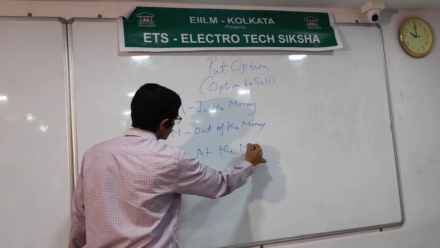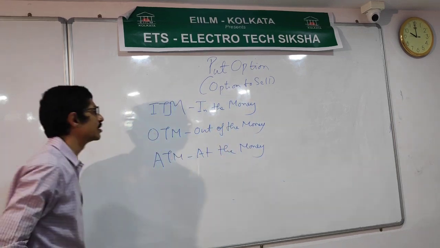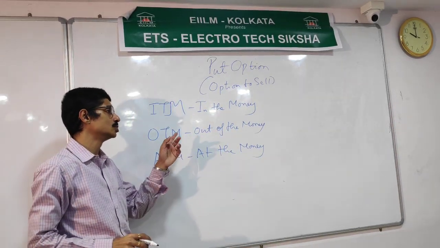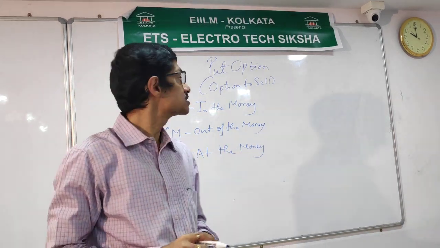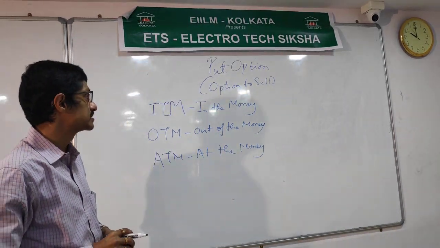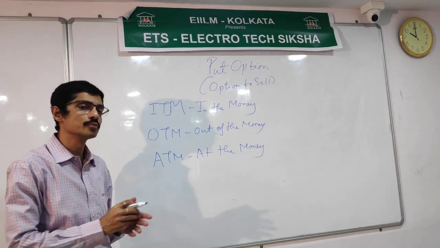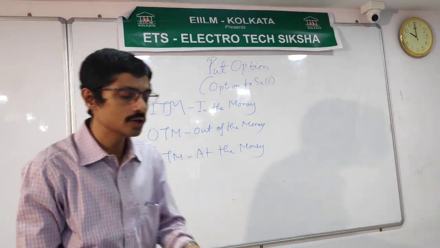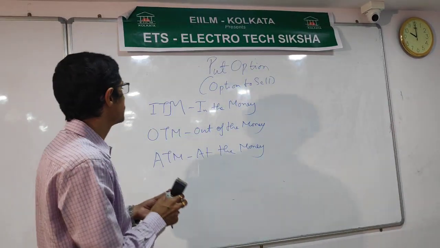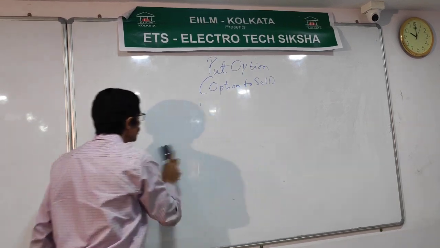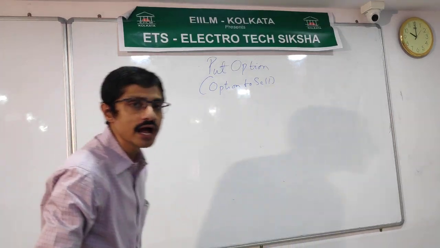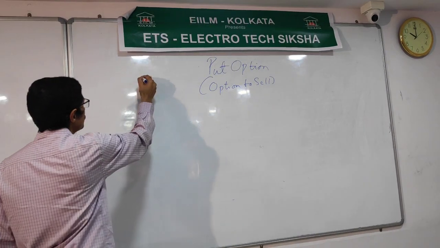Now these definitions of out of the money, in the money, or at the money depend upon the value of the spot compared to the strike price or the exercise price, and this set is just opposite compared to that of the call option. So let us take up an example to see this particular payoff profile of the option buyer and option seller in case of a put option.